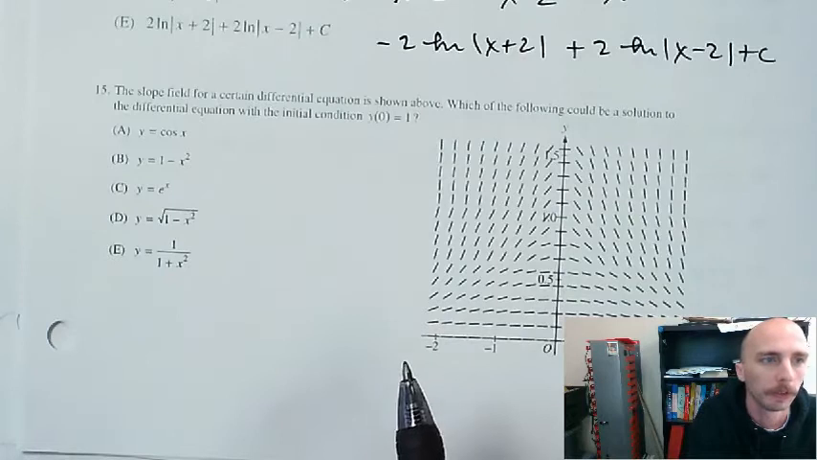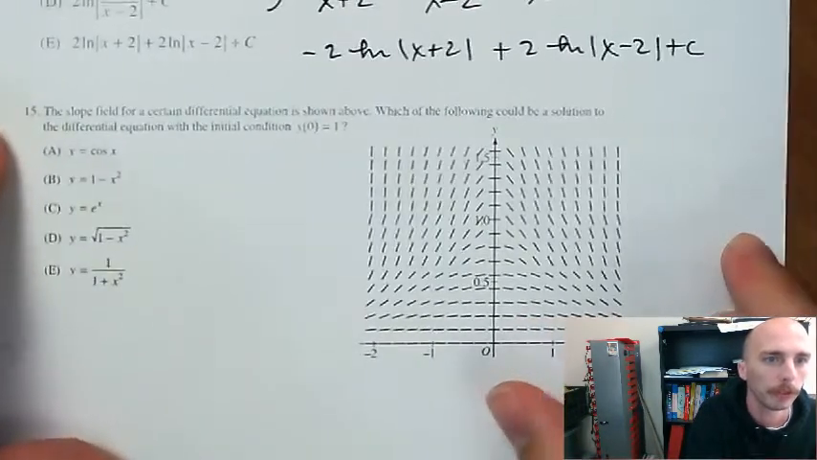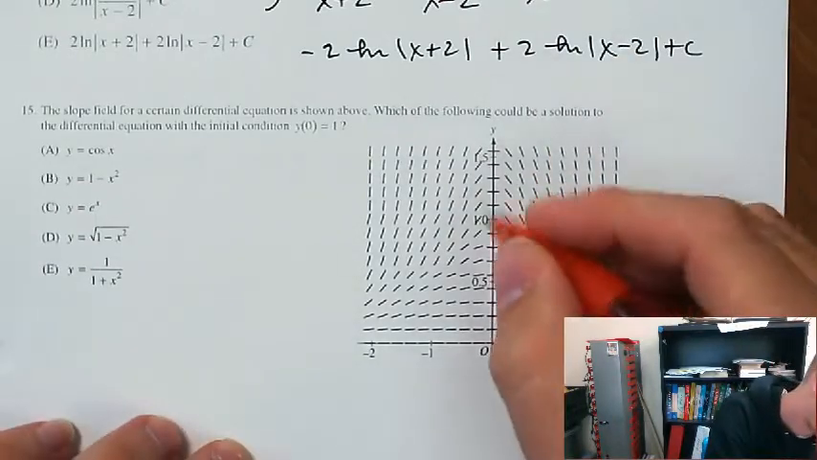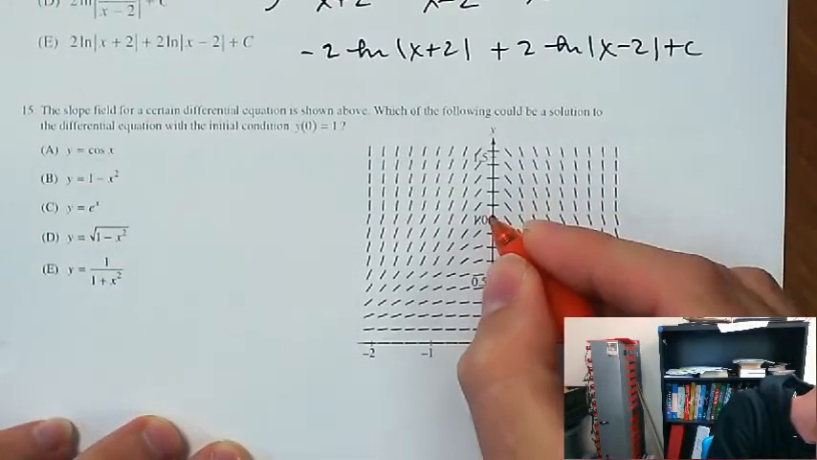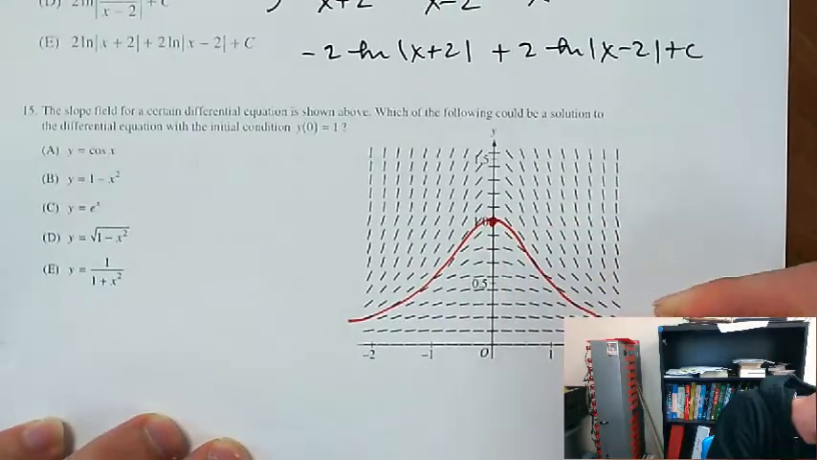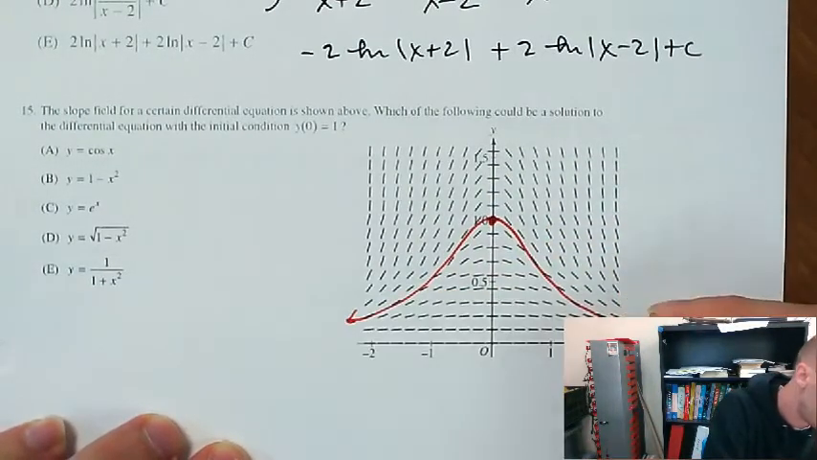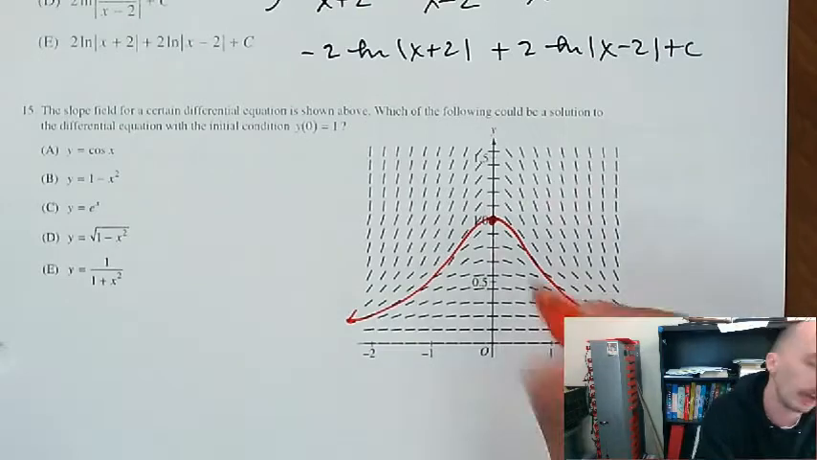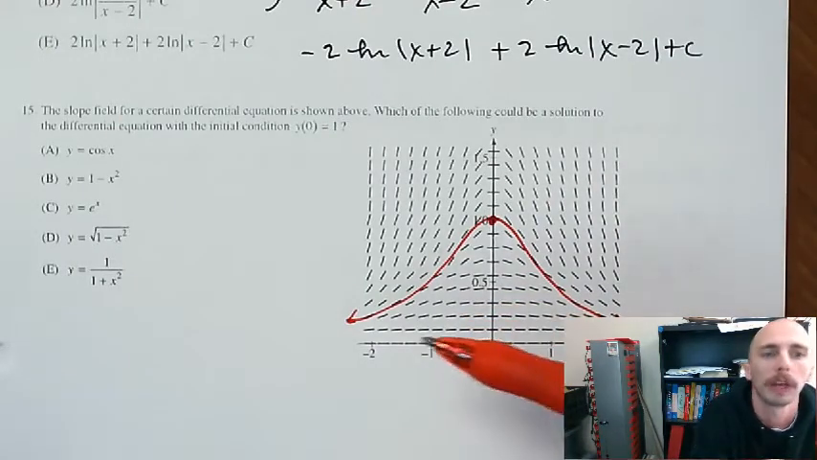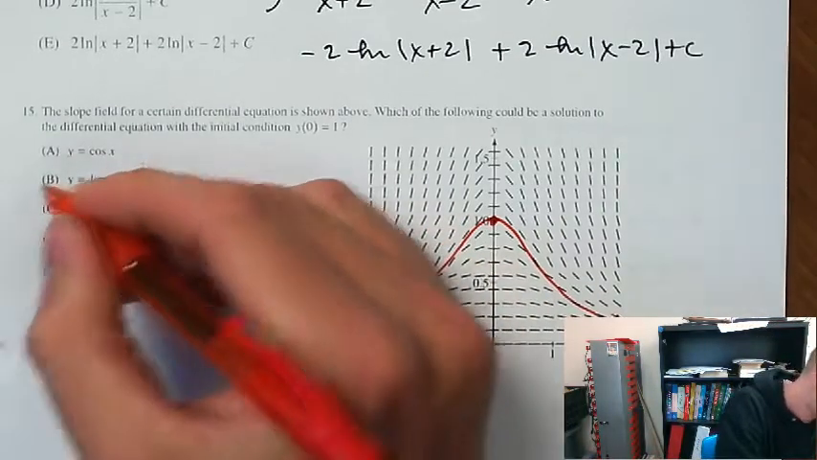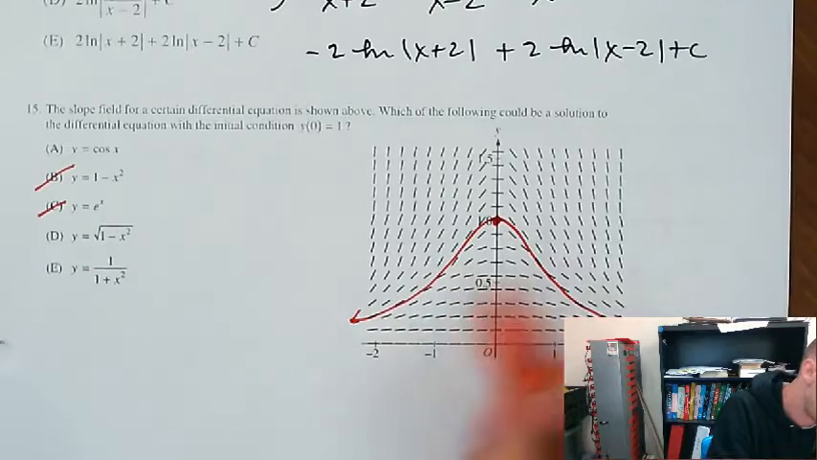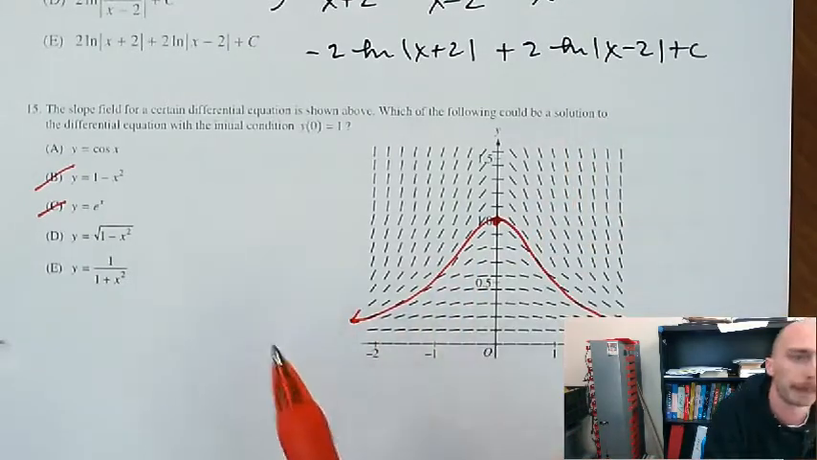Okay, which of the following could be a solution to the differential equation with the initial condition y of 0 equals 1? Okay, the solution is what we can sketch in here and follow the lay of the land. I'm just following the general pattern. Notice how the closer I get to the y-axis, the flatter it gets. So I'm not going to be able to actually cross the y-axis. So that means that this one is out, and that doesn't look like the graph of e to the x. E to the x looks like that.